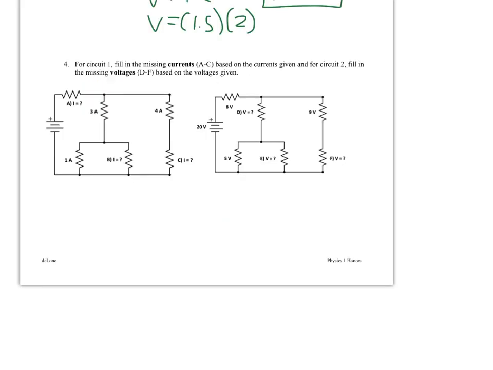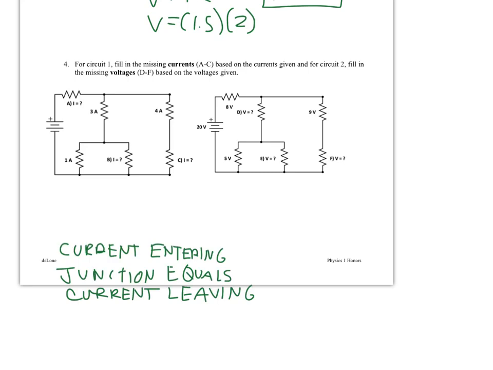All right, so let's move on to question 4 here. And so with this one, we're thinking about the current and voltage for these missing resistors, and we'll start with the current one. And keep in mind that the deal with current is current going into the junction is going to be equal to the current leaving the junction.